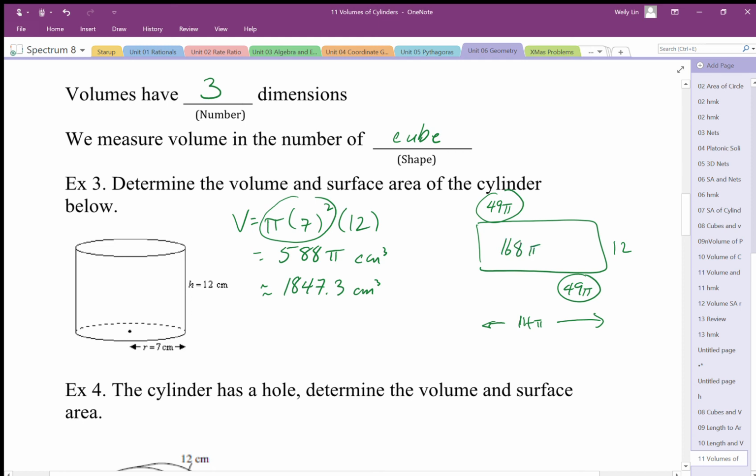And then for the surface area, we just add that all up. So we get 49, 49, and 168, which is 266 pi. This is square centimeters because we measure area in centimeters squared. So 266 pi is approximately, as a decimal value, 835.7.